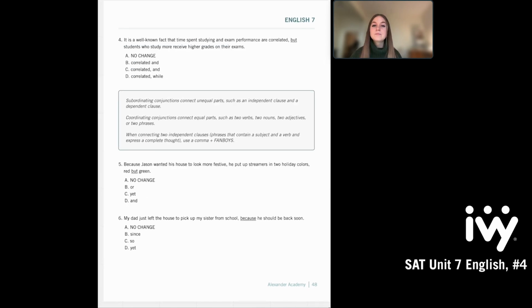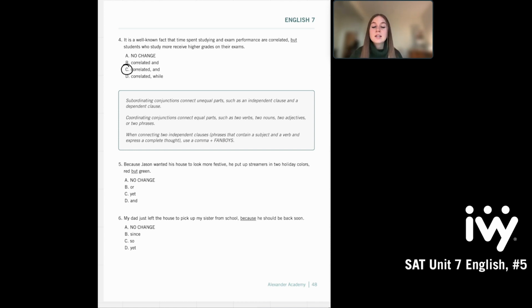Number 4, it is a well-known fact that time spent studying and exam performance are correlated, but students who study more receive higher grades on their exams. In this sentence, we have a continued relationship between the first part and the second part of the sentence, so we need a continuing conjunction like and.